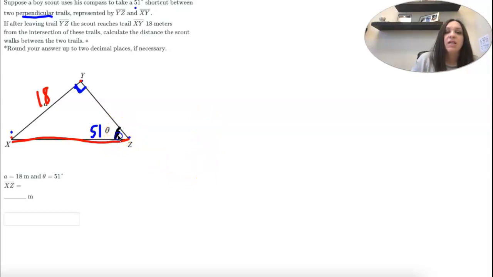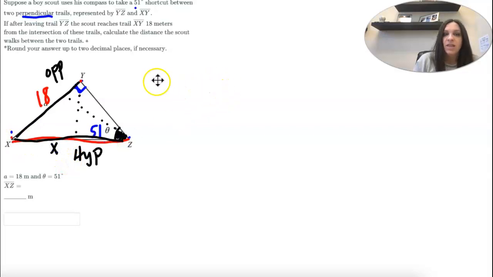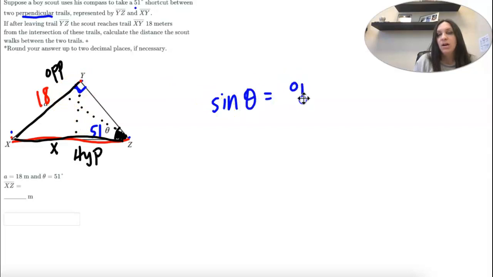Okay, so here I have theta. Across from theta is the opposite side. Across from the right angle is the hypotenuse side. So this is what I know. This is what I'm trying to find out. So that tells me which, am I going to use sine, cosine, or tangent? I'm going to use sine because I know the opposite and I need the hypotenuse. I know nothing about the adjacent.